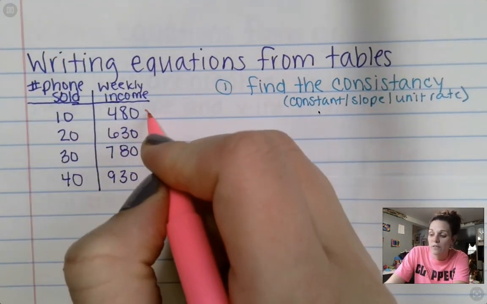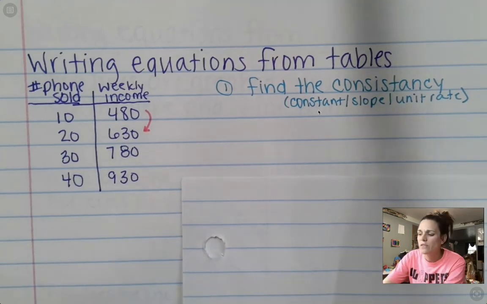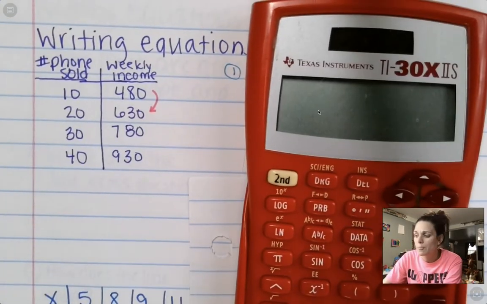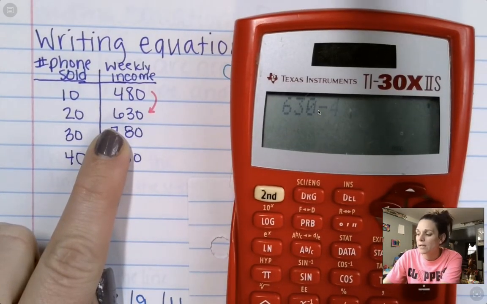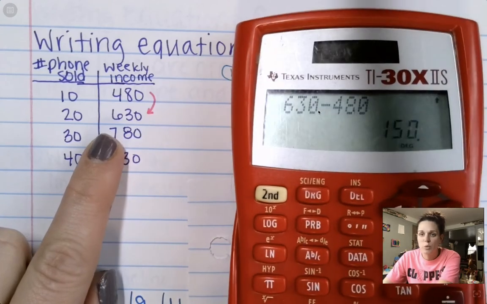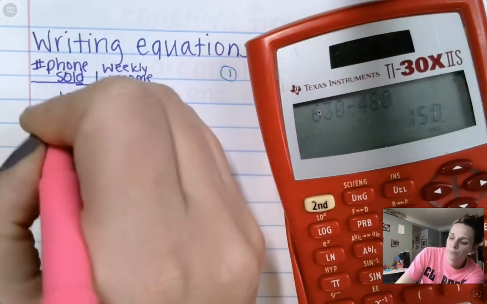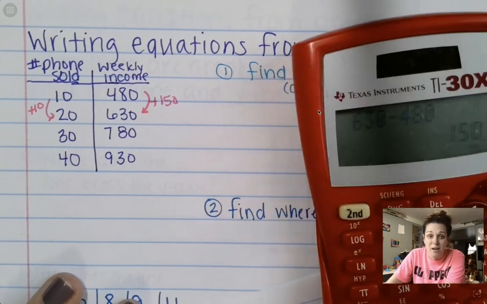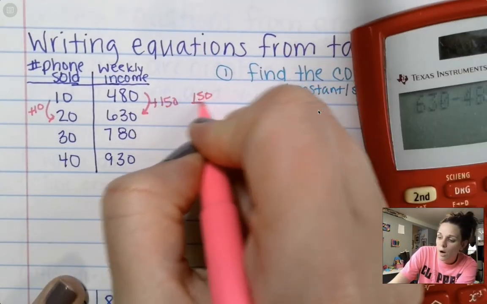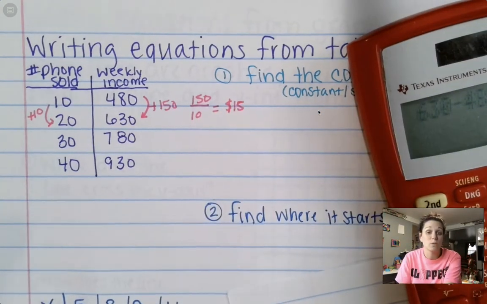I am changing from 480 to 630. My data has changed, and I ask how much did that change? Pick up your calculator if you need to. 630 minus 480. It changed $150, and I sold 10 phones in that process. So how much did I make per phone? I would do 150 over 10, and I'd realize that I made $15 for one phone in this instance.